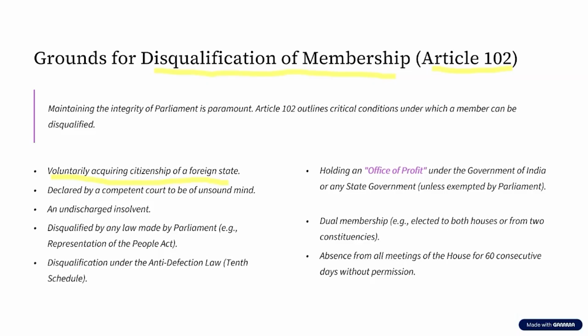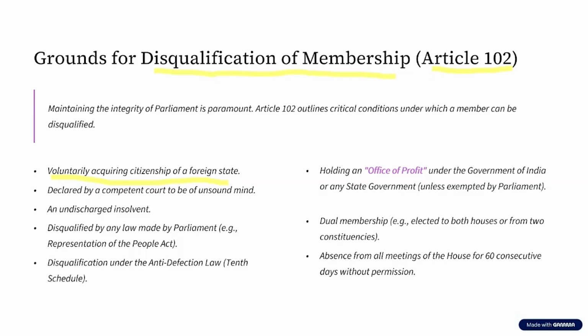elected in an MP election, either from Lok Sabha or from Rajya Sabha. But after 2 years, this person also got the citizenship of another country apart from India. In that case, this member will be disqualified from the parliament.